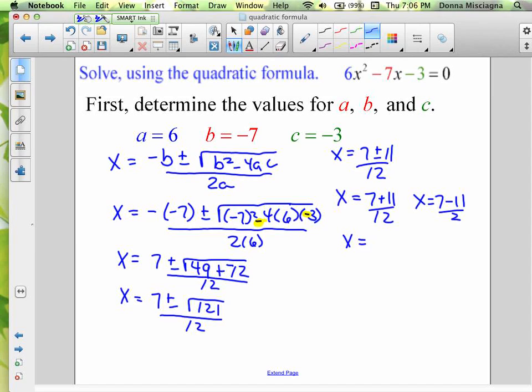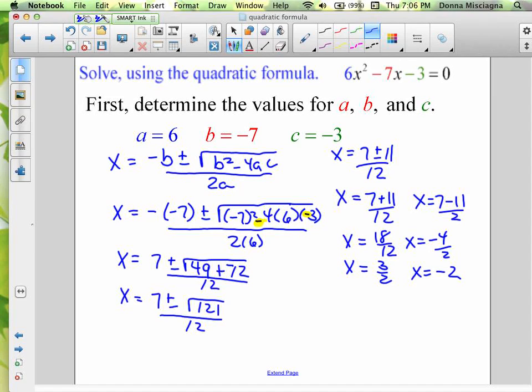So that's going to give us 18 divided by 12, which will simplify. They're both divisible by 6, so that would be 3 halves. 7 minus 11, that's negative 4 divided by 12, so that's negative 1 third. Right, negative 4 divided by 12, yes, negative 1 third. All right, and those are our two solutions.